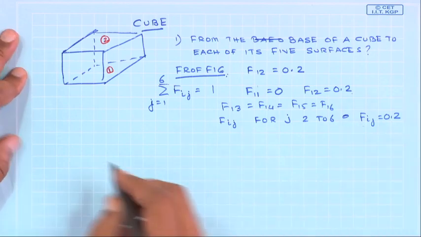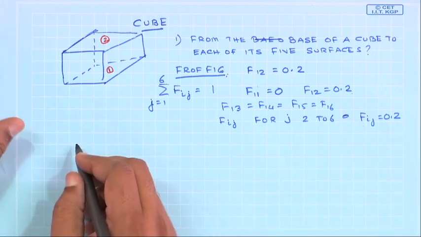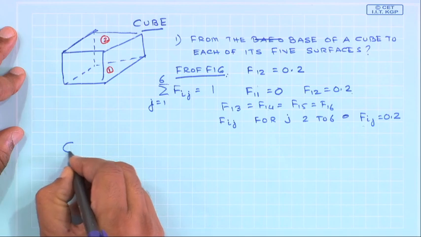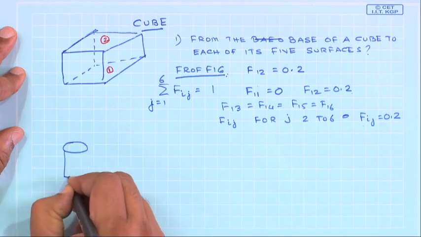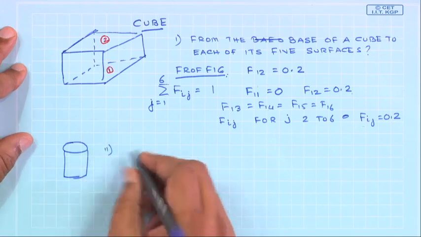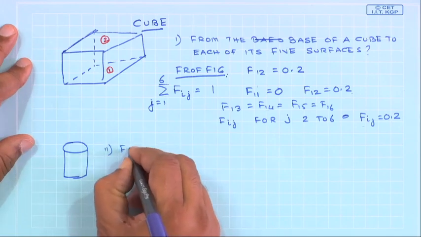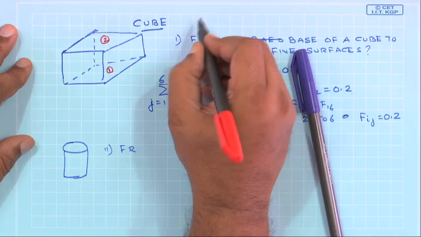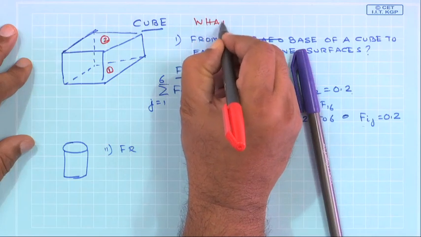The second one is a cylinder like this, and the question that you have to answer is what is the view factor. So, all these are, what are the view factors.